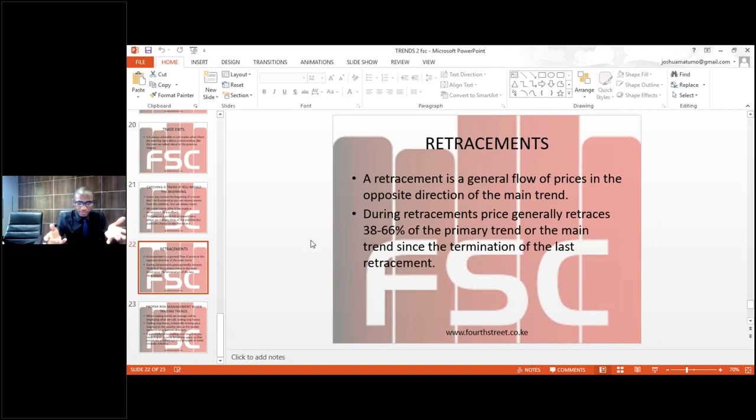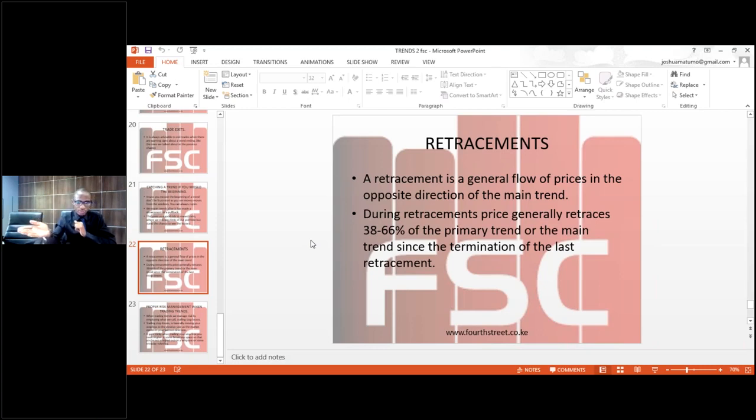I'll just, by defining retracement, a retracement is a general flow of prices in the opposite direction of the main trend. During retracement, price generally retraces approximately 38 to 66% of the primary trend or the main trend since the termination of the last retracement.